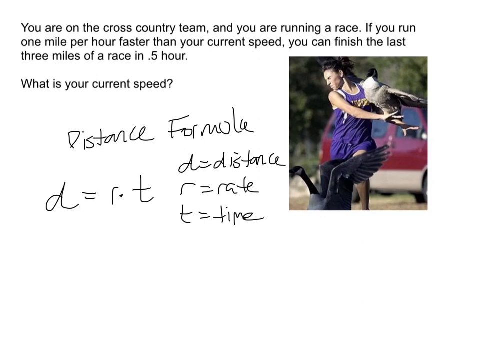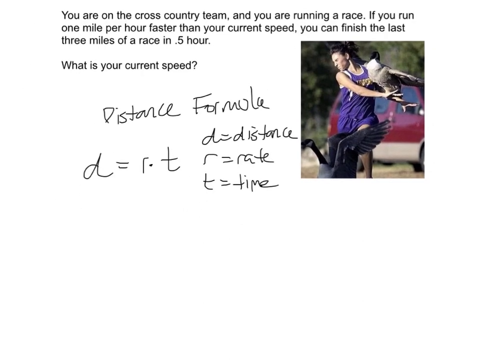So the question is, what are we finding and what do we know? Well, what we want to find is your current speed, right? Okay, well, do we know your current speed? No, so we're going to put current speed as the variable x because we don't know it. All right, now what about a distance though? Do we know a distance? Well, let's see. If you're running a race that faster, you can finish the last 3 miles. Okay, that is a distance, and that is the distance we're dealing with. So D is going to be replaced with 3.